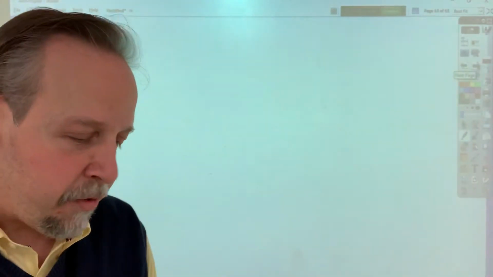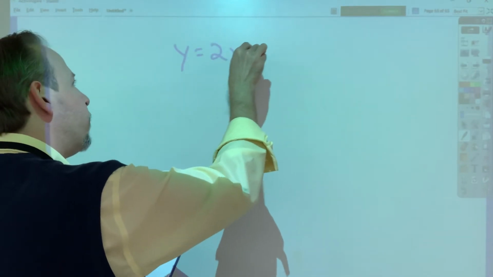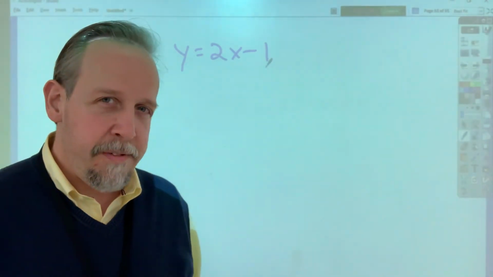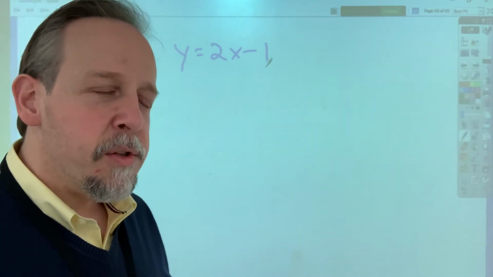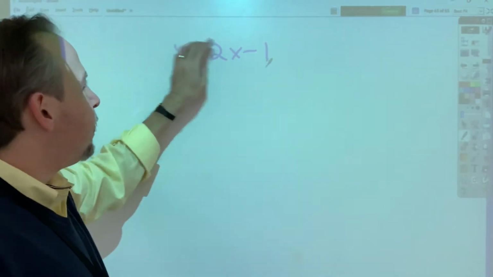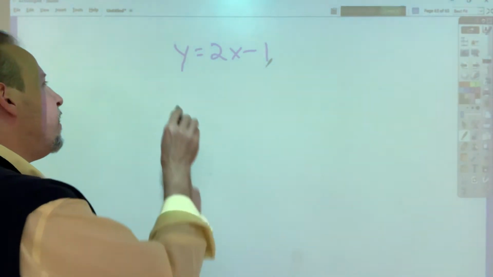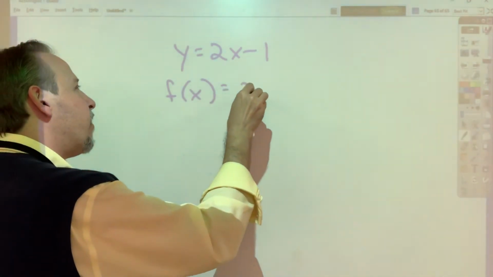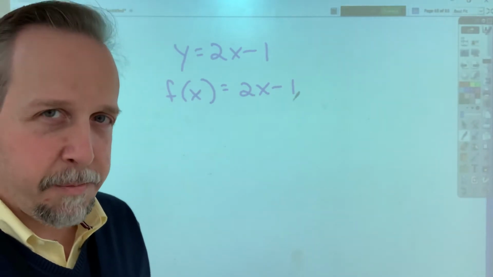I'm going to give you an equation. The equation we're going to use, y equals 2x minus 1. Now, this is something we're used to seeing. However, with functions, there's also function notation, which means there's another way of looking at the equation itself. We already know that a function takes an input and gives you an output. Function notation is this. You see f parentheses x equals 2x minus 1. Those are the same thing.